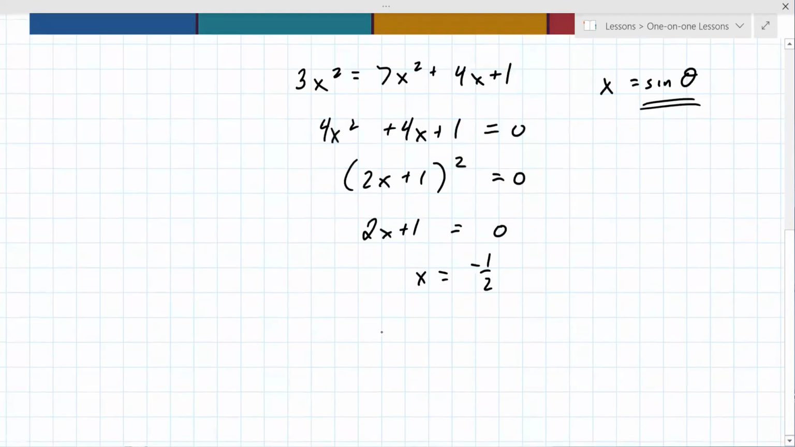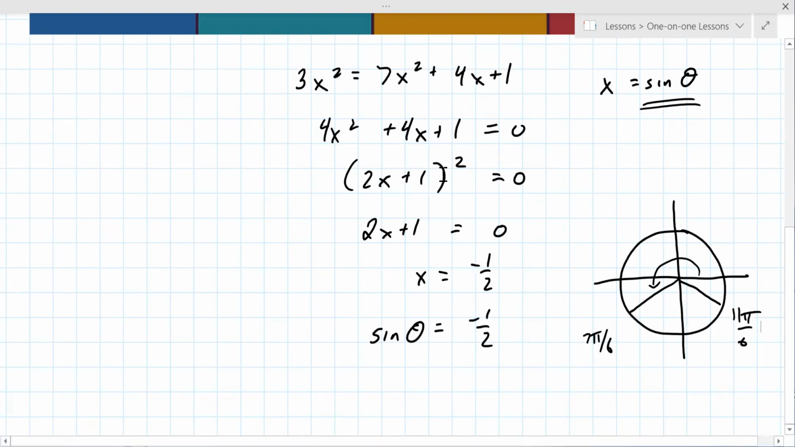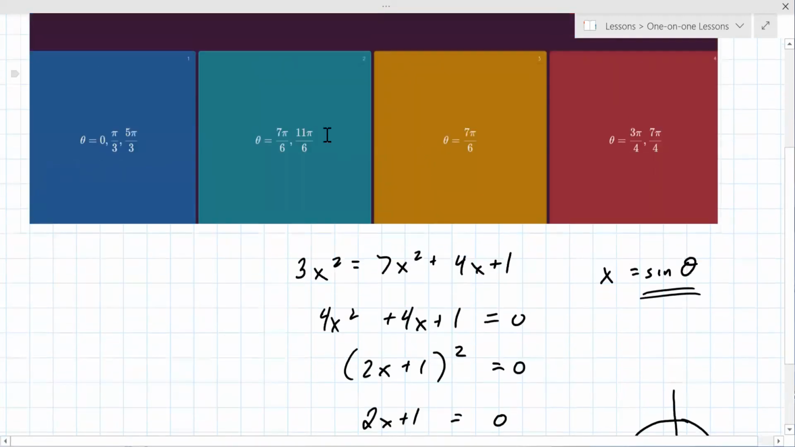So you put that back in. Where does sine theta equal minus 1/2? So in your unit circle, that's the y value. It's minus 1/2 there and there. So it's like 7 pi over 6. Then you list the y values for the answers. No, you're looking for the angles. So okay, it looks like that's the one.